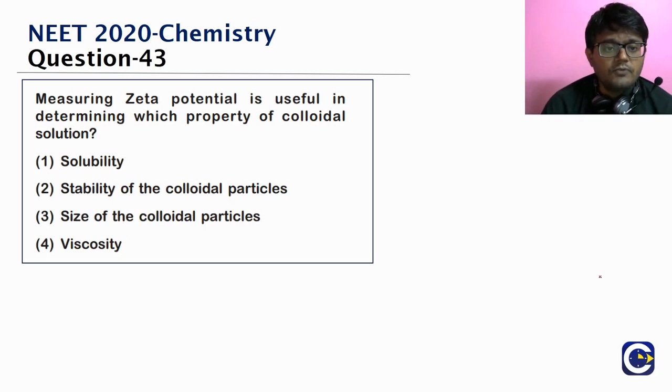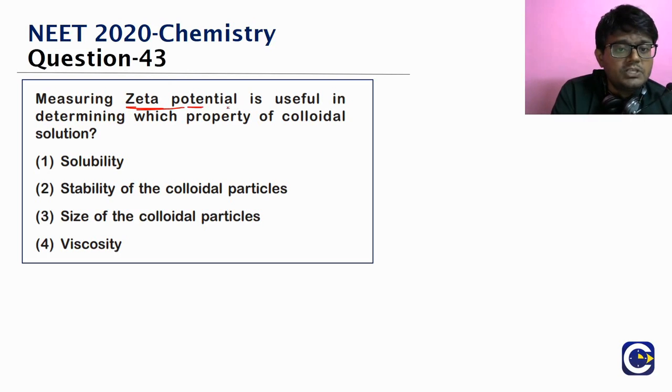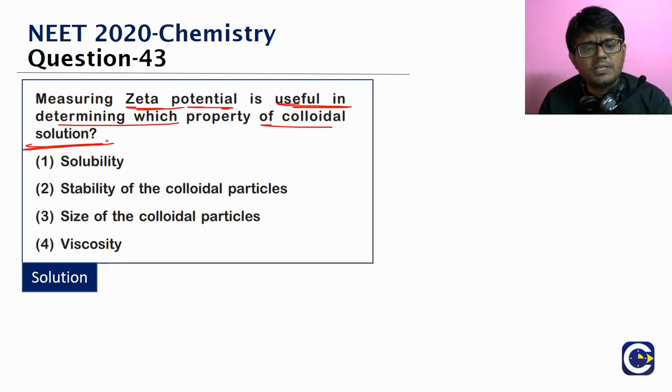Next we have question number 43. This is a theoretical question on the surface chemistry chapter. Colloids basically. Measuring zeta potential. Zeta potential is also called as what? Electrokinetic potential, right? So measuring zeta potential is useful in determining which property of the colloidal solution. So what is zeta potential basically?